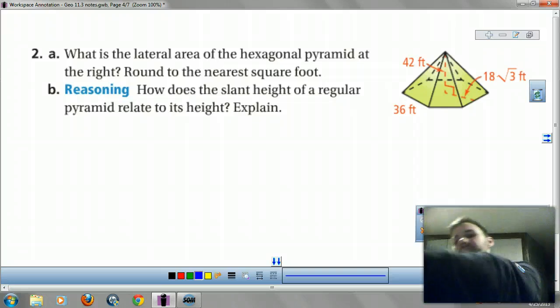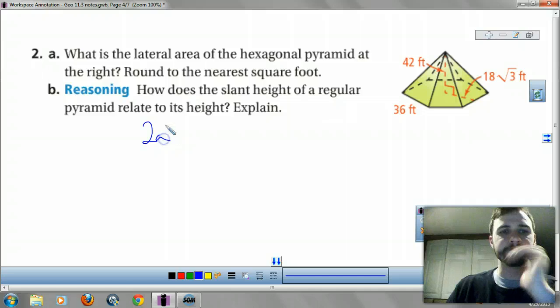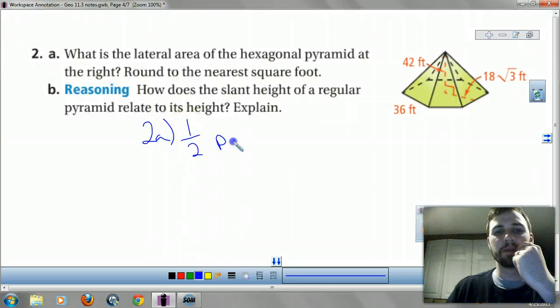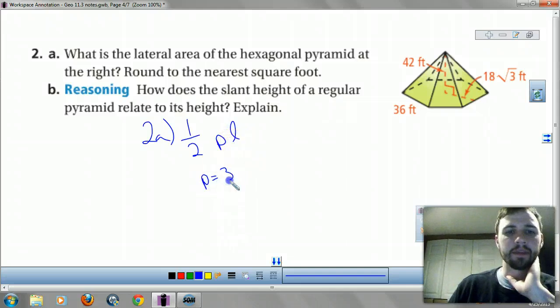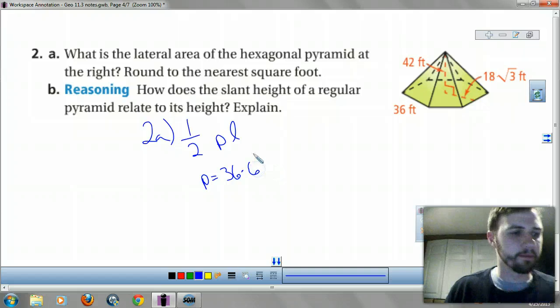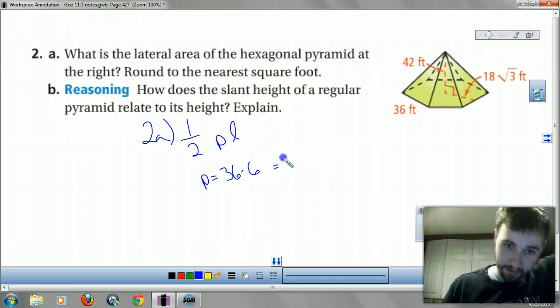What's the lateral area of this hexagonal pyramid? Okay, that sounds a little bit different, guys. So I'm looking for 1/2 perimeter times my slant height. Well, my perimeter is 36 times 6, 256, right? Let me check it. 216.